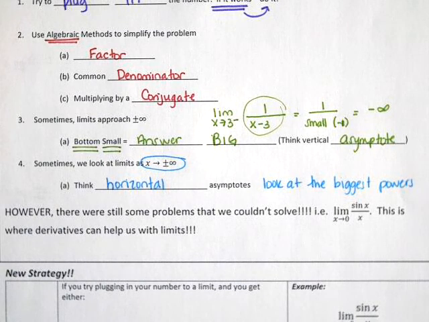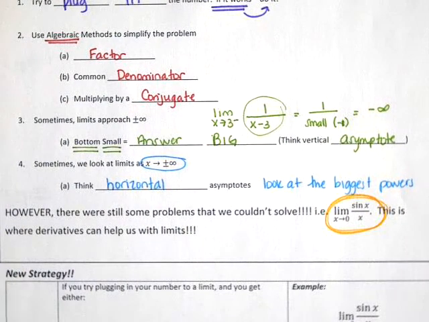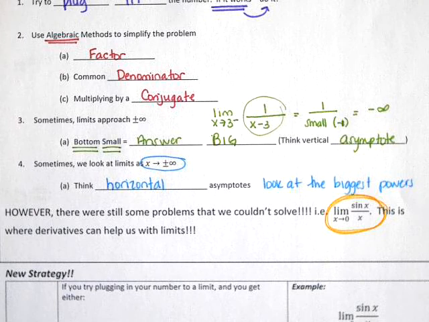However, there are still some problems that we can't solve. For example, this guy right here. You can't plug in 0 because there would be a 0 in the denominator. You can't use algebra. There's no factoring, there's no conjugating, there's no making a common denominator. You're not going to get an asymptote there, and you're not going to go to positive or negative infinity. X is approaching 0. So there are still problems where even though we already learned a lot of things about limits, we still can't solve them.